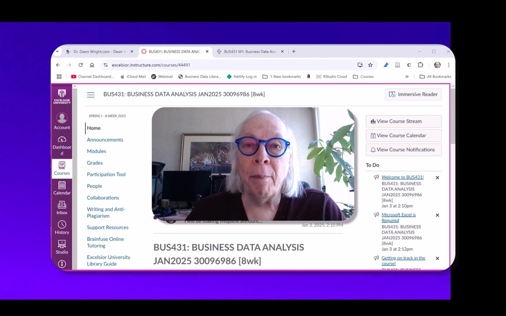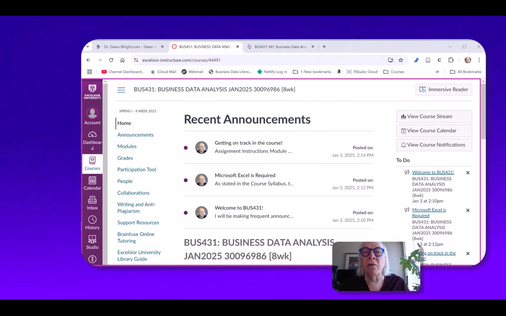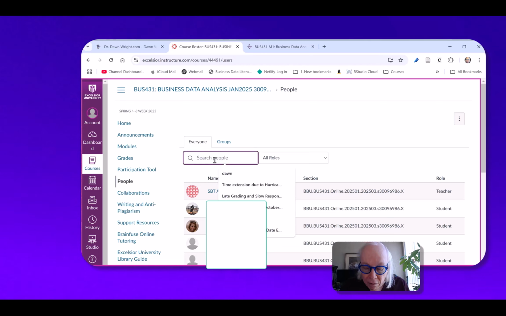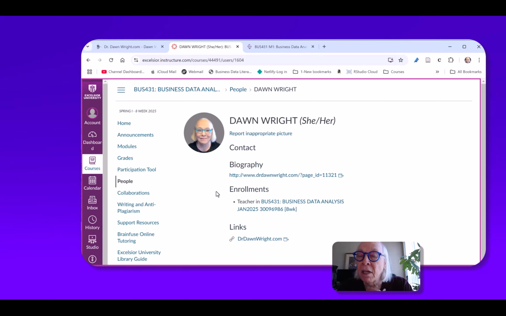I want to give you a little bit of background about myself. We'll do that first. I'm in the student view of the Business 431 course in Canvas. For those of you who may not be experienced using Canvas, one of the things I like to encourage people to do is put up a short bio in the people section. So I'm going to click on that, and it gives a list of all the students in the class and me. Since my name is on the bottom, I'm just going to search for it, and that's me. If I click on that, it will give you some information about me.